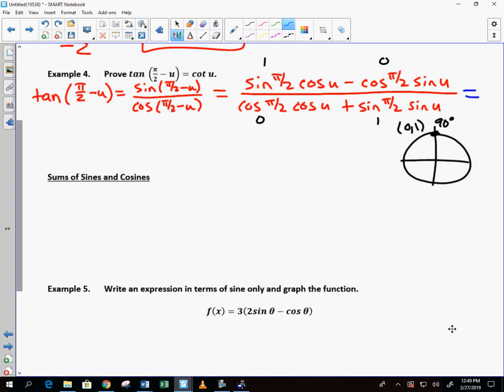So look at what you get. You get 1 times cosine of u. Why does the rest of it just go away? Because it's times 0. So we've got that on the top. What about the bottom? Sine of u.